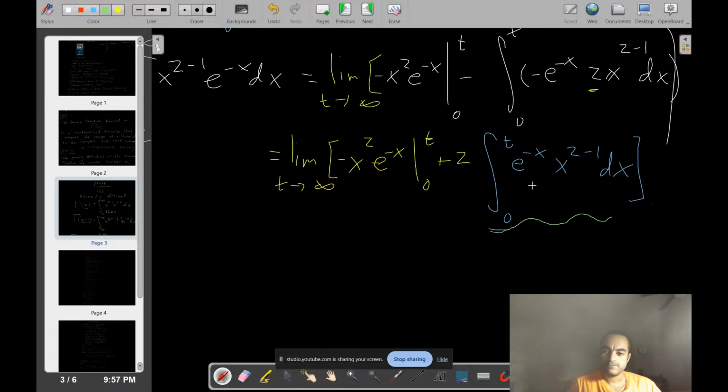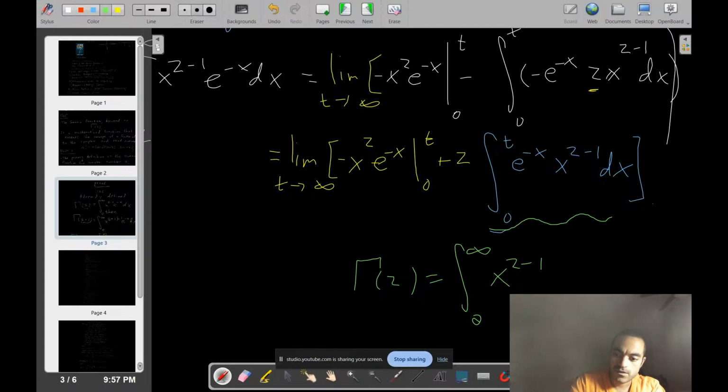Anyone know? It's a gamma integral, right? Remember what I said earlier, that gamma of z is equal to the integral from 0 to infinity of x to the z minus 1 e to the negative x dx. Here we have the integral of e to the negative x, x to the z minus 1 dx. It's the same thing as x to the z minus 1 e to the negative x dx. So this portion here can be replaced with gamma of z. You understand? So that's gamma of z here.